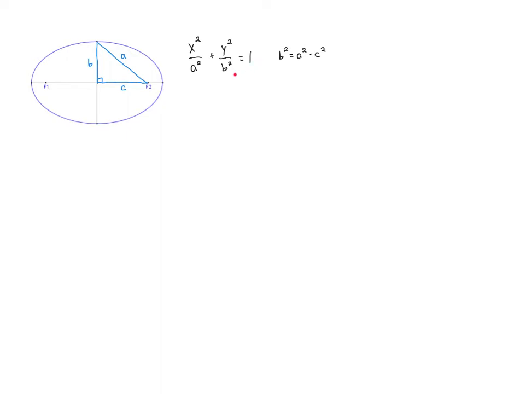So when we have an ellipse that satisfies an equation like this, specifically with a greater than b, there are certain properties that will always be true. First of all, the center of the ellipse will always be the origin. Next, we call the points on the ellipse that are the furthest away from the center the vertices. And these are going to be at the points plus or minus a, comma 0.